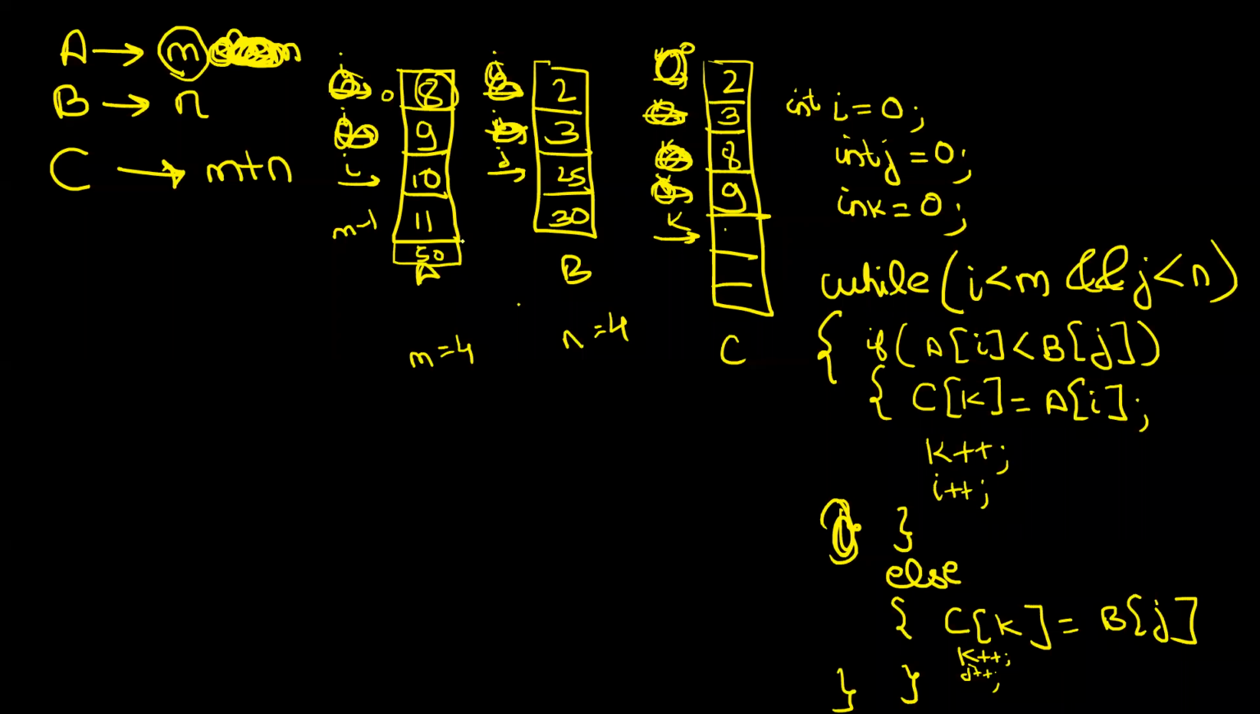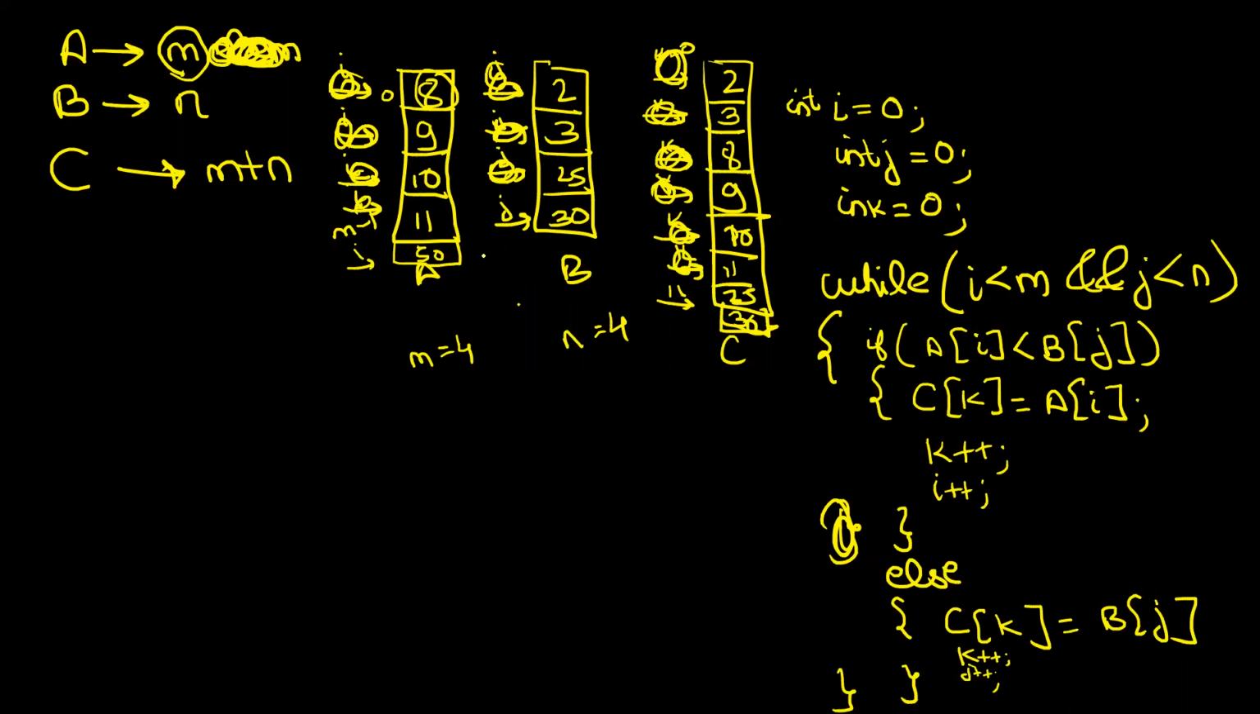Again, both are valid indexes. You compare 11 less than 25. You write 11 here, do a k plus plus, do an i plus plus. Again, i and j are valid indexes. I do a comparison. This time, b of j is less. So I will write from b of j, do a j plus plus. Again, i and j are valid indexes. Do a comparison. Right here 30. Do a k plus plus. k comes here. Do a j plus plus.